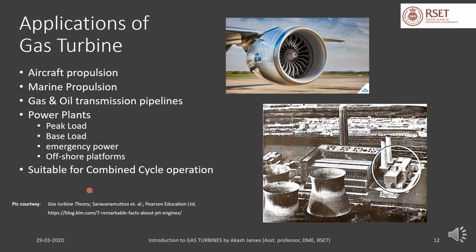Another application is cogeneration. Cogeneration is, apart from generating power, you can use the high temperature exhaust gas of the gas turbine power plant for processes in an industry. It can be used directly, or it can be used to generate steam that is required for a process industry.